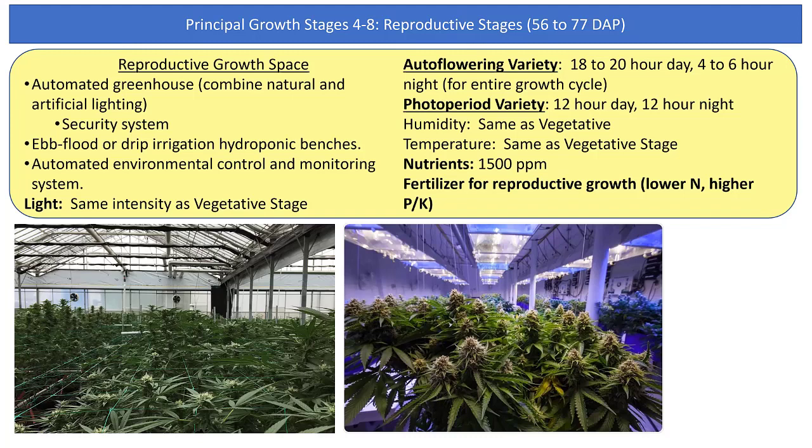It's supposed to increase cannabinoid quality, but basically it's like tomatoes. If you give it too much nitrogen during the reproductive phase, you don't get appropriate fruit development. So you want really good flower development, so you switch fertilizers. Everything else is pretty much the same as far as conditions for the greenhouse.